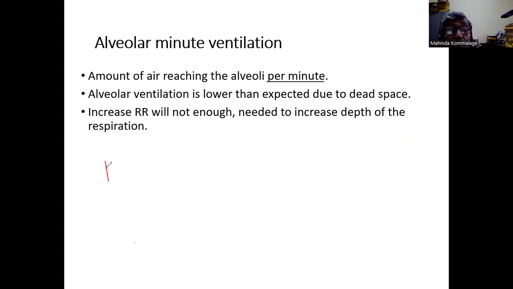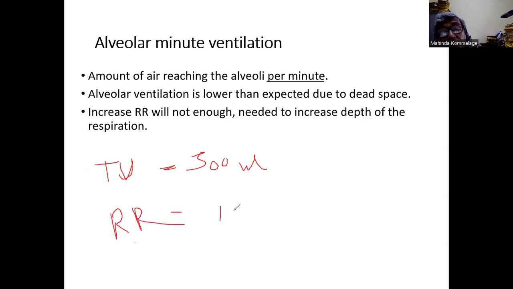So tidal volume is, let's say, 500 milliliter, right? Tidal volume. And the respiratory rate is, let's say, 10, right? So what is the volume that really we expire in 1 minute? 1 minute.